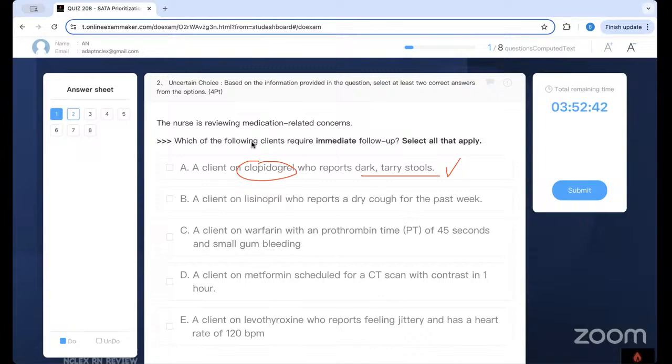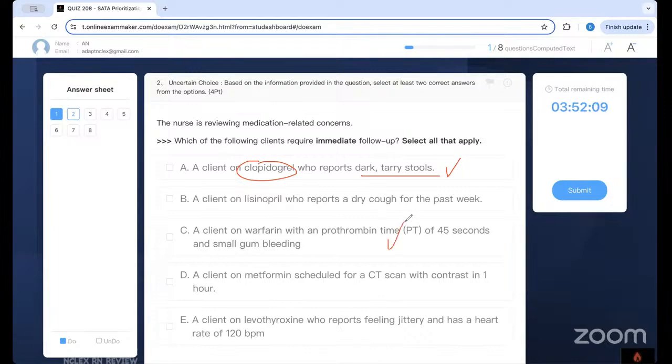A client on warfarin with a PT of 45 seconds and a small gum bleed. I put a small gum bleed there to trap you. A PT of 45 seconds, that's too long. The patient is going to bleed. The normal PT is what? 11 to 13. If you're on Coumadin, it will go up to like 22 to 35. 45 is almost 3 to 4 times normal. This patient is going to bleed. We have to intervene. That patient, I don't like it.